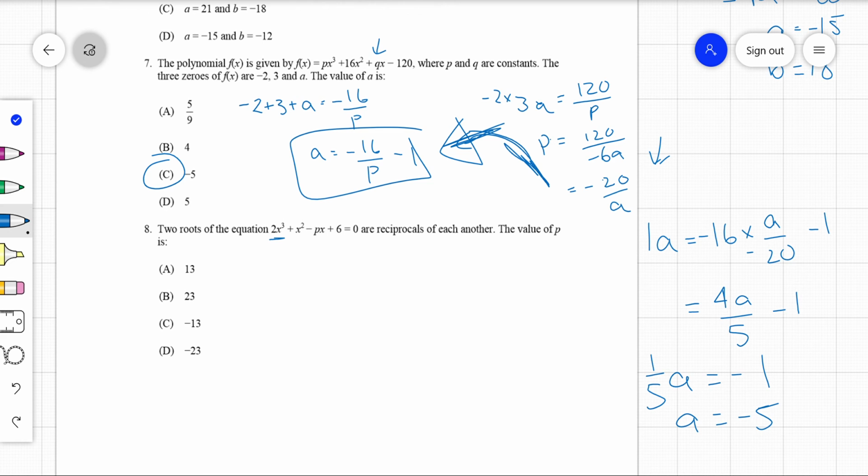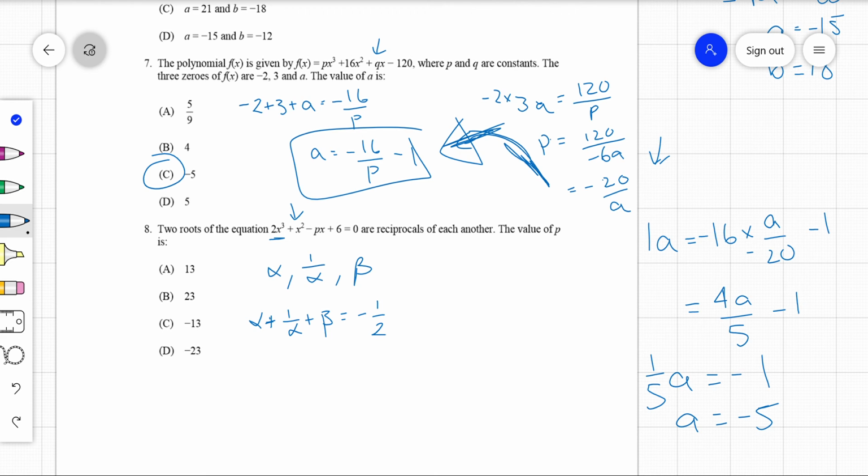So if they said two roots are reciprocals, I'd say let the roots be alpha, 1 on alpha, and it's got to have a third root because it's a cubic, so beta. And then I might do all the addition, etc. So if I add the roots first, I get negative b on a, so that would be negative 1 on 2. I don't know if I'll need that one.